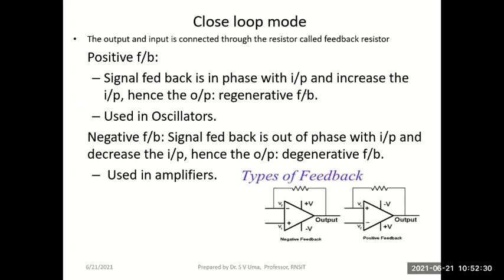So just before we have some more time, let's just finish this. The output and input is connected through a resistor known as feedback resistor, or even directly. Then we have feedback in an op-amp circuit. As you can see here, an op-amp circuit will have feedback when the output and input terminals are directly connected or connected through a resistor, as shown.